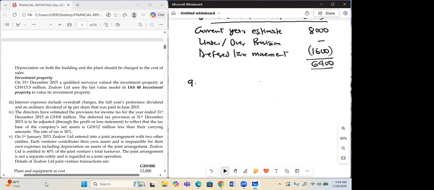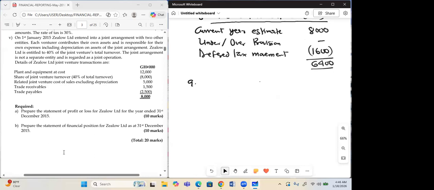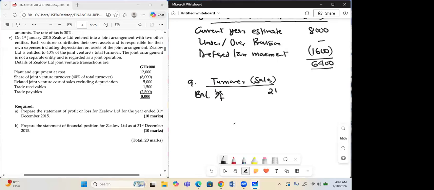Now in the joint venture, what are the things we see there? We see the plant. We've already taken the plant. It's a share of joint venture turnover, 40% of total turnover. So let's take turnover. Turnover is the sales. So go to the trial balance and give me the sales figure. 213,800.